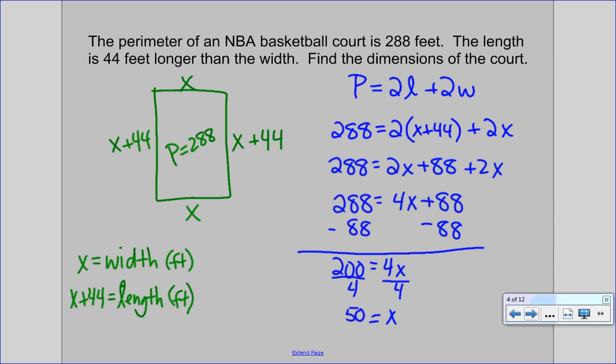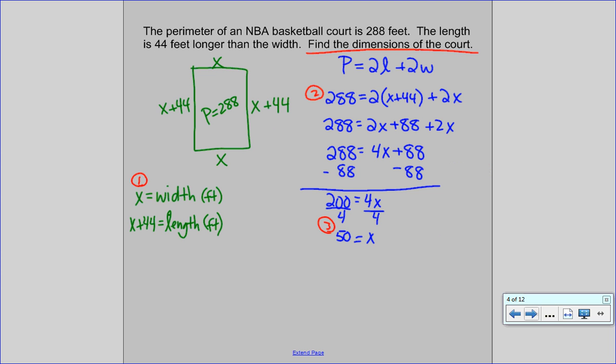But if I look at my steps, I haven't done the final part, which is I haven't stated what the dimensions of the court are. I've done step 1, defining my variables. Step 2, which is writing my equation. Step 3, I've solved my equation. Now I need to do step 4. Clearly state my solution.